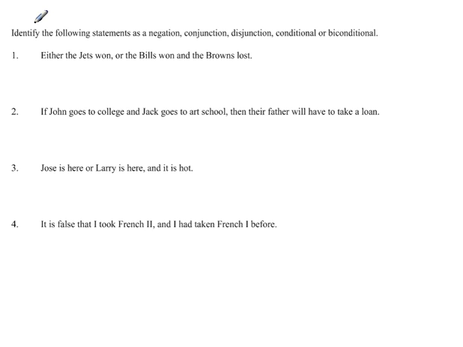Okay, what we're going to do here is identify the following statements as either a negation, a conjunction, a disjunction, conditional, or biconditional. And this is based on their dominance. To do that, the first thing we should do is to translate these words into logic symbols. So we're going to start by saying the Jets won is P, the Bills won is Q, the Browns lost is R. The key words here, or, would be the disjunction, and would be the conjunction.